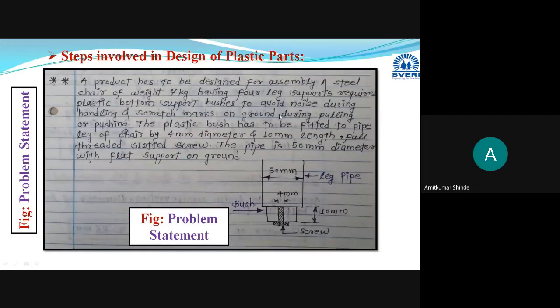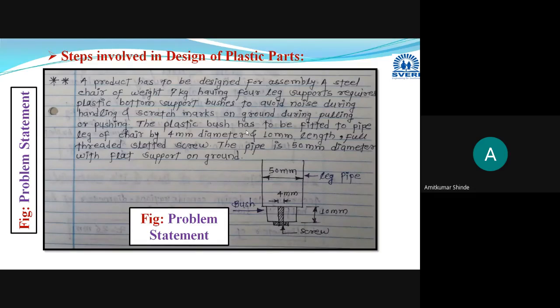During handling, we want to avoid the noise and the scratch marks which may get created during friction. If there is a steel chair, it may come in contact with the ground surface, and due to that friction, some noise may get created or some scratches may form on that chair. To avoid this, we are going to provide a bush at the bottom surface of whichever legs are there. Here the chair has four legs, so for all legs we are providing a bush.